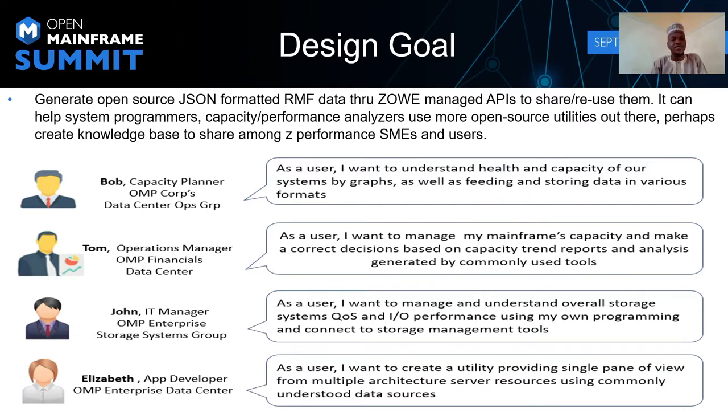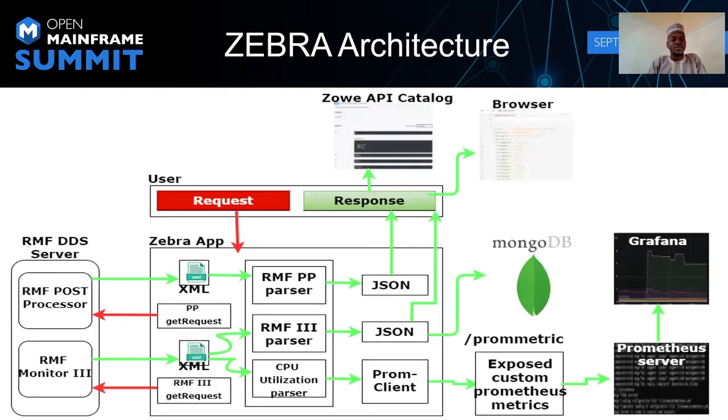So Zebra architecture, this is the currently implemented Zebra architecture. It starts when a request is sent from the Zebra app to DDS. DDS will now process and return an XML file to Zebra. Zebra will parse the XML file using one of its three parsers into JSON formatted data. The JSON data can be presented to the user using the browser or the Zowe API catalog. The JSON data can also be stored into MongoDB for later retrieval.